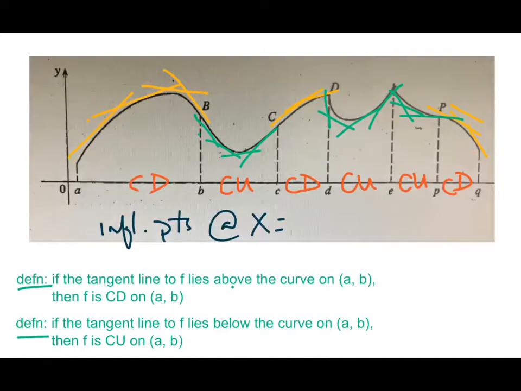At x equals, is there one at A? No. There's not one at A. Is there one at B? Yes, because I changed from concave down to concave up. Is there one at C? Yes, because I changed from concave up to concave down. Is there one at D? Yes, because I changed from concave down to concave up. Is there one at E? No. Is there one at P? Yes, because I changed from concave up to concave down. Is there one at Q? No, because there's no change.